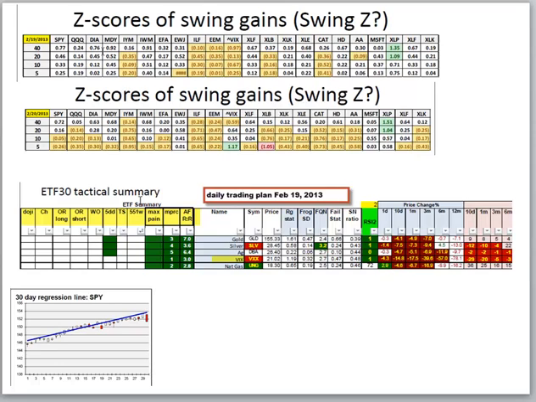Now, the other thing I'll point out from the daily trading plan from February 19th, 2013, is that when we looked at the ETF 30 tactical summary, we use this to summarize a variety of swing trade patterns and did they fire or not. In this case, you can see that 3 fired on the 5-day down patterns. That was gold, silver, and the agricultural ETF.